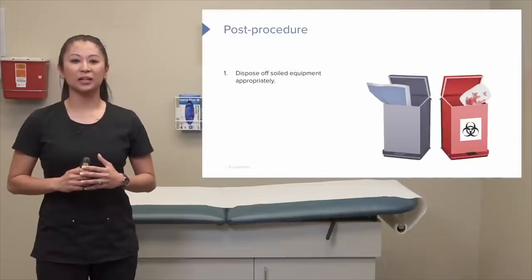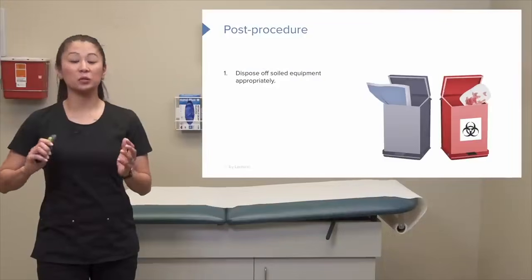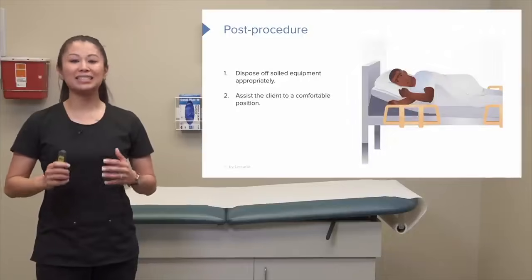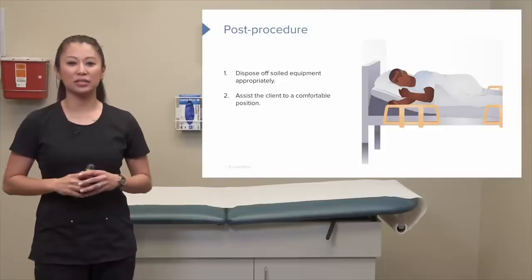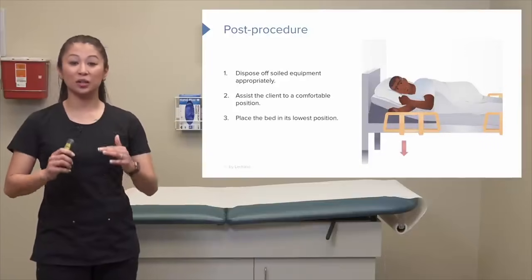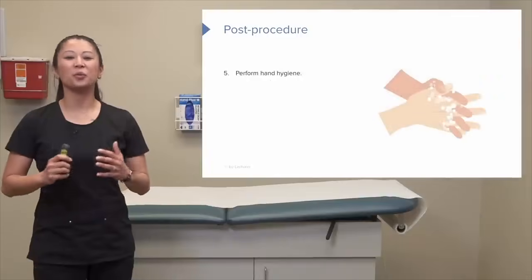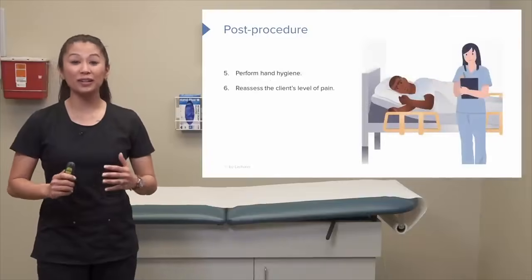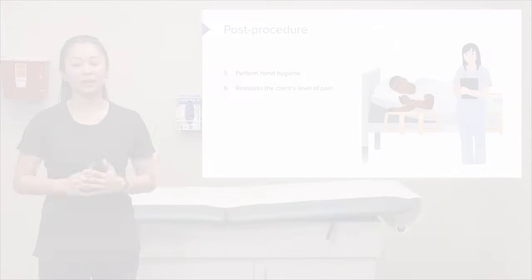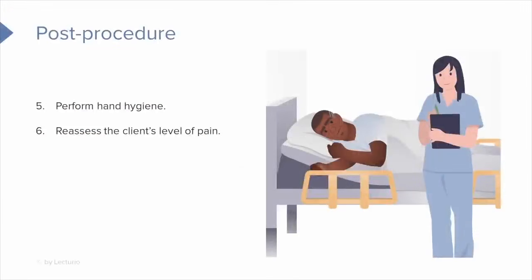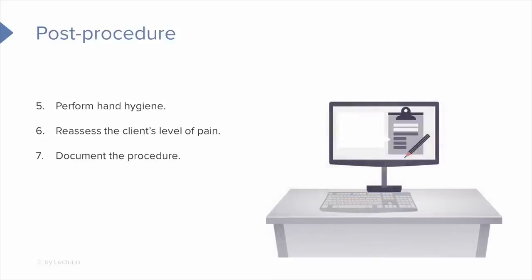Once we've completed irrigation, we want to dispose of all of the soiled equipment, assist the patient back into a comfortable position, place the bed to the lowest position for safety, remove our gloves, perform our hand hygiene, and don't forget to reassess the patient's pain. That procedure, again, could be a little uncomfortable for the patient, so make sure you reassess and treat accordingly. And of course, don't forget to document.